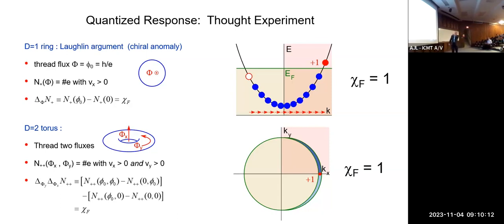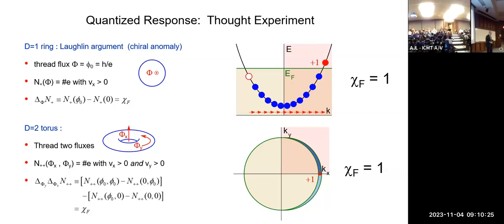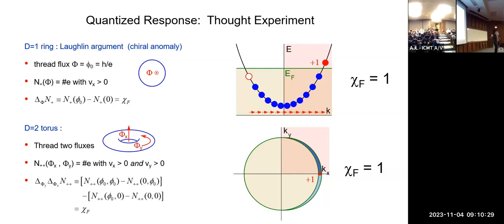So this is one way we can think about this. And of course, if you have more components of your Fermi sea, then the change in the number of right movers will just count the number of Fermi surfaces you have. Okay. So how can we step this up a dimension?